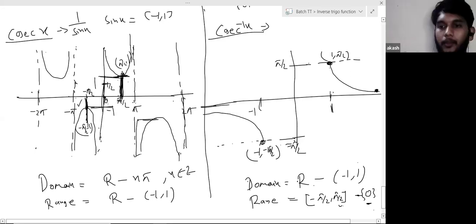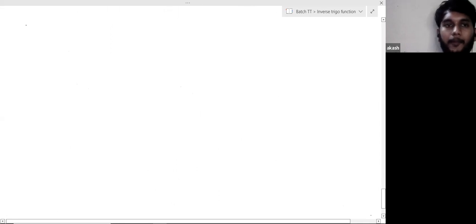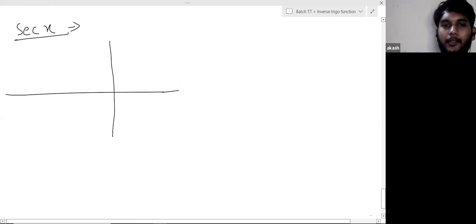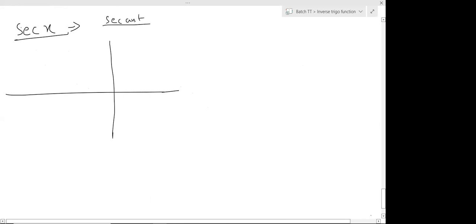All right, so let's draw the sec graph. Last graph is remaining. Sec graph, the name is secant. Full form secant.